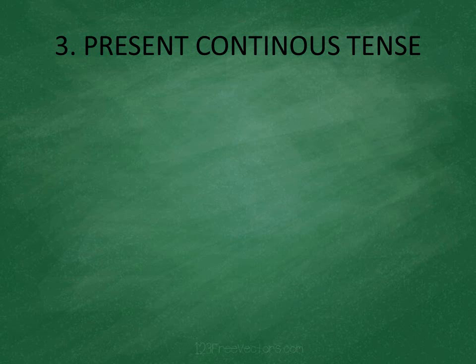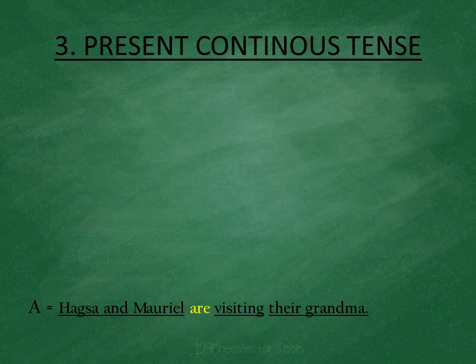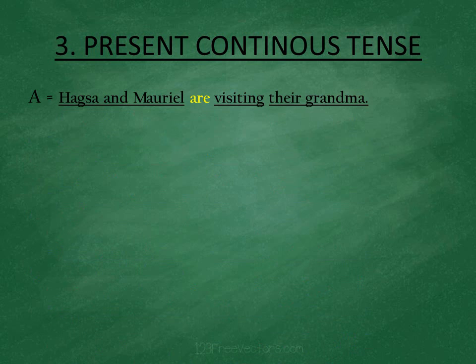The third is present continuous tense. Present continuous is used to say something that is happening. For example, Haksa and Mauril are visiting their grandma. Haksa and Mauril are the subject, followed by to be and verb ing.